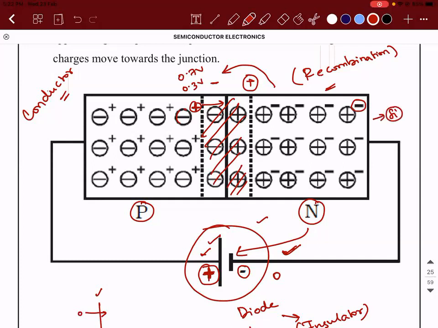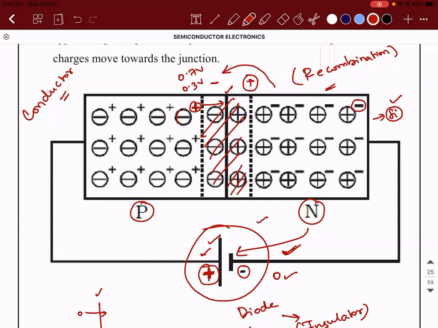Then tell me logically, what should be the minimum value of the potential I need to increase from 0, to what value should I take it so that this barrier is completely broken? So if I start at 0 and the crystal is made up of silicon, what is the value I need to increase from 0? 0.7. Very good. So the minimum value is 0.7. After 0.7, what can you say? You can confidently say that the barrier does not exist at all.